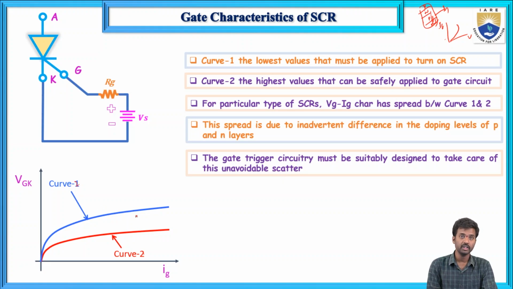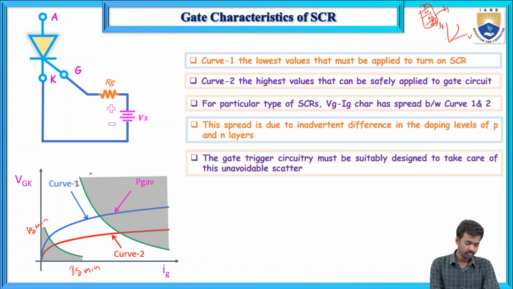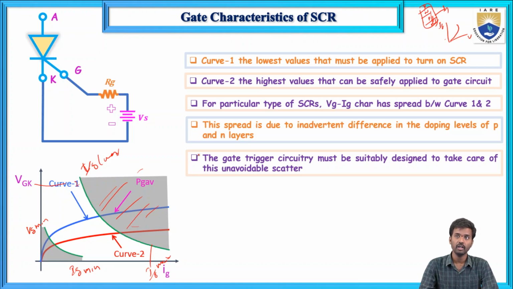We must avoid this. Here is the minimum VG and minimum IG, the minimum amount of current and voltage for the gate. Next, the maximum VG and maximum IG. This is the average gate power. To avoid damage to the SCR, the power dissipation must be within this region only and should not exceed it. The gate current and voltage must be below this range only.